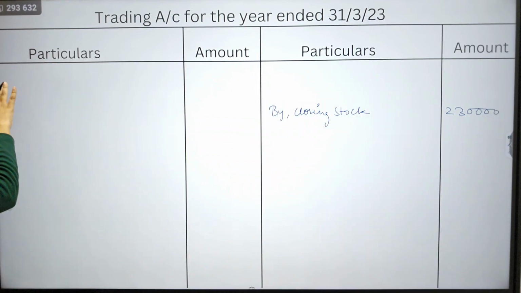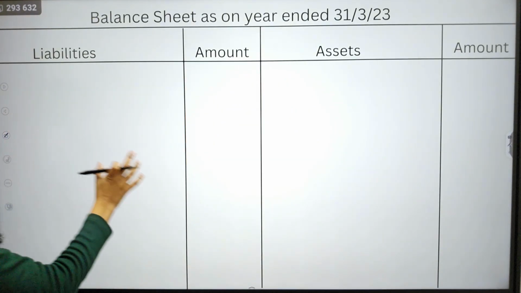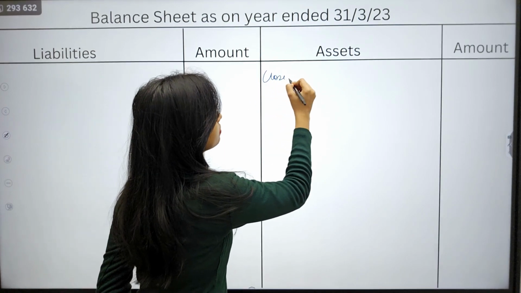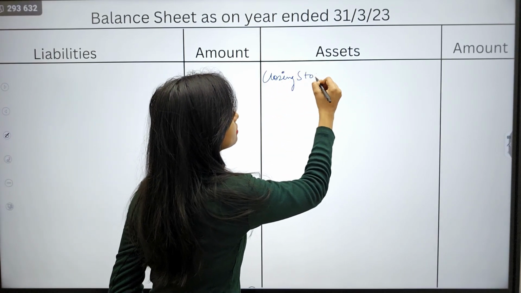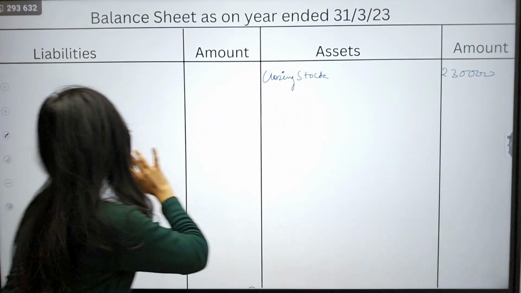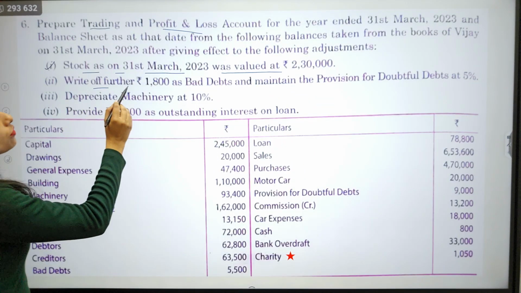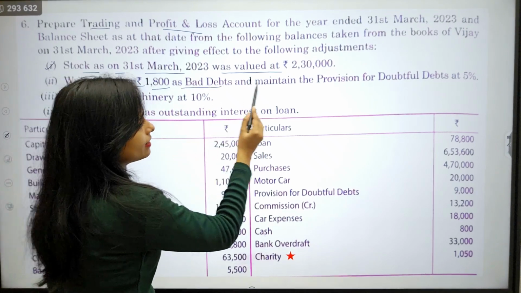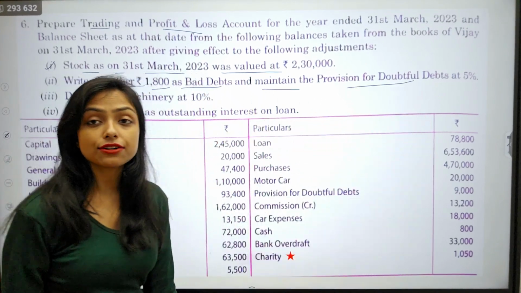Then we are going to take it to the balance sheet. Closing stock 2,30,000. Okay. Next, write off further 1,800 rupees as bad debts and maintain the provision for doubtful debts at 5%.